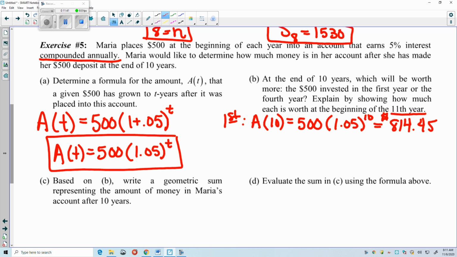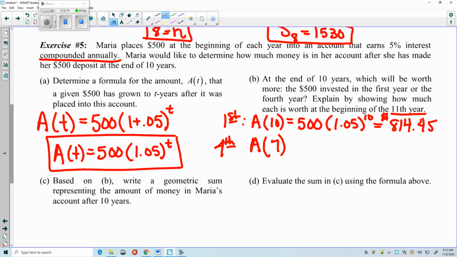Now, this next one sounds a little weird. So, invested in the fourth year. What they're basically saying is you have $500, but you do nothing to it until that fourth year happens. So if I'm thinking the fourth year, but I want to see what's going on at the end of the 10th year, which would be like the beginning of the 11th, between that fourth year and that 11th year, I have 7 years that would take place. So really what's happening is I have to find that 7-year time span.